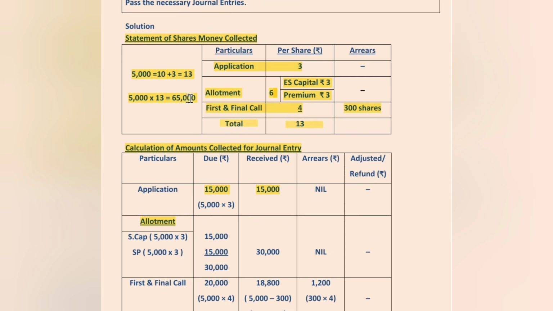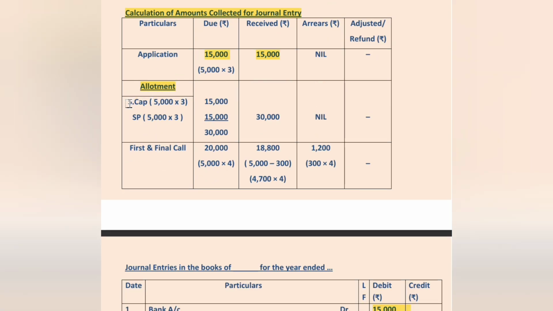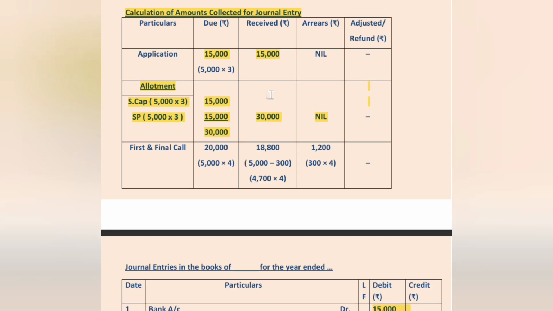So now the share amount is 5,000. So the total amount is 6 rupees due. In that there are two divisions. One is equity share capital, and the premium is also there. So that is why we have divided here. Share capital 5,000 into 3, securities premium 5,000 into 3, 15,000, 15,000. So totally 30,000 amount is due. So this 30,000 is received, right? The entire amount is received because there are no arrears here.